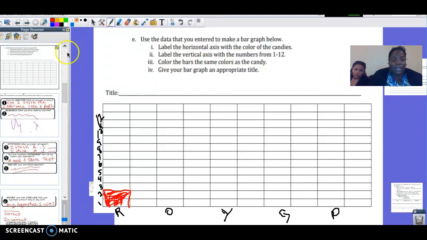And how many oranges did I have? I had 3 oranges. Get it? 3 oranges, like 3 pieces of fruit. 3. Okay. So orange is going to go up to the number 3 right here.